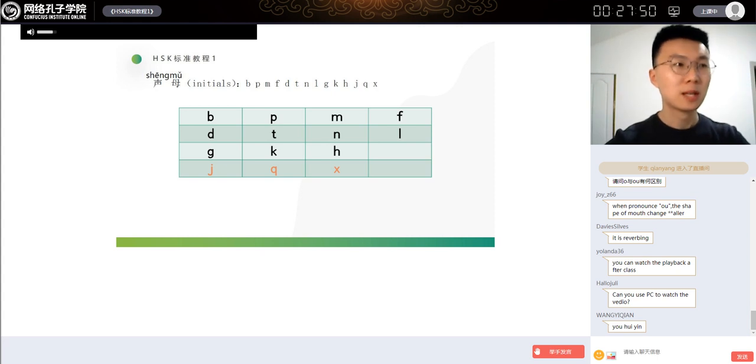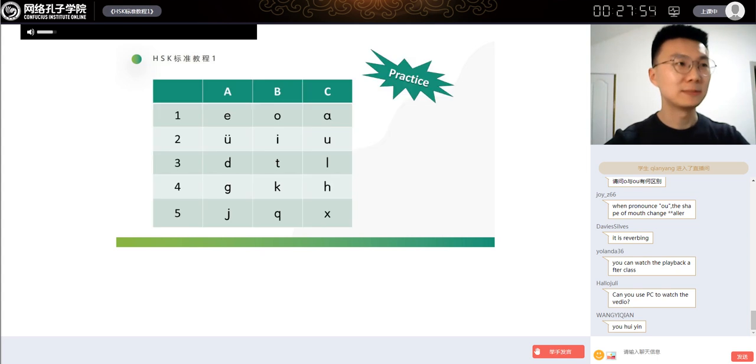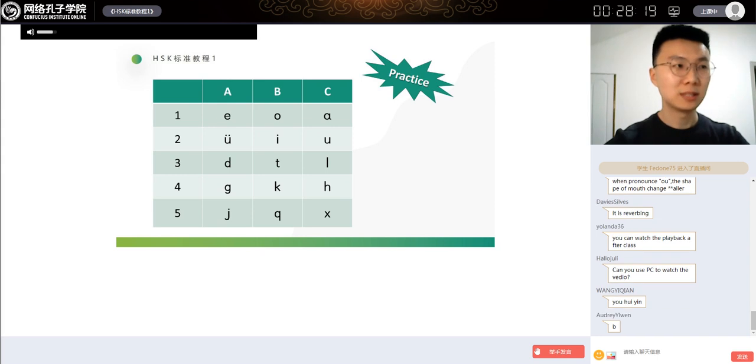Okay. These are 声母 and 韵母 we learned today. Let's try this practice. In this, I will read one pinyin. You can choose from A, B, and C. For example, number one, if I read O, you can type B in your chatting box. Let's try. We start from number two. Listen.